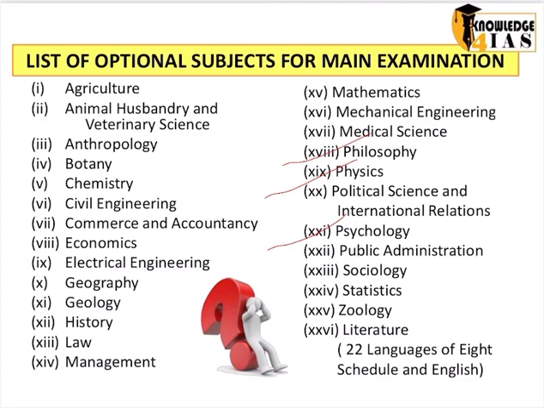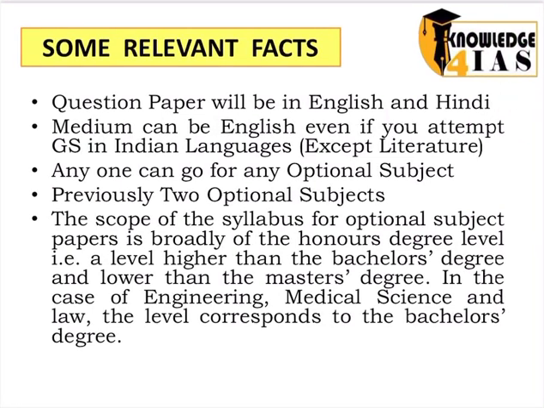Now let us see some relevant facts that you need to know before choosing an optional subject. The first point is that the question paper will be in English and Hindi. That means if you choose an optional paper, say mathematics or philosophy, then you will find the question paper in English also and Hindi also. Now, the second fact is that you have the liberty to attempt the question paper of this optional paper in English, even if you are attempting other papers in another medium. For example, if you are attempting GS paper in Marathi medium, then also you have the liberty to attempt optional paper in English medium.